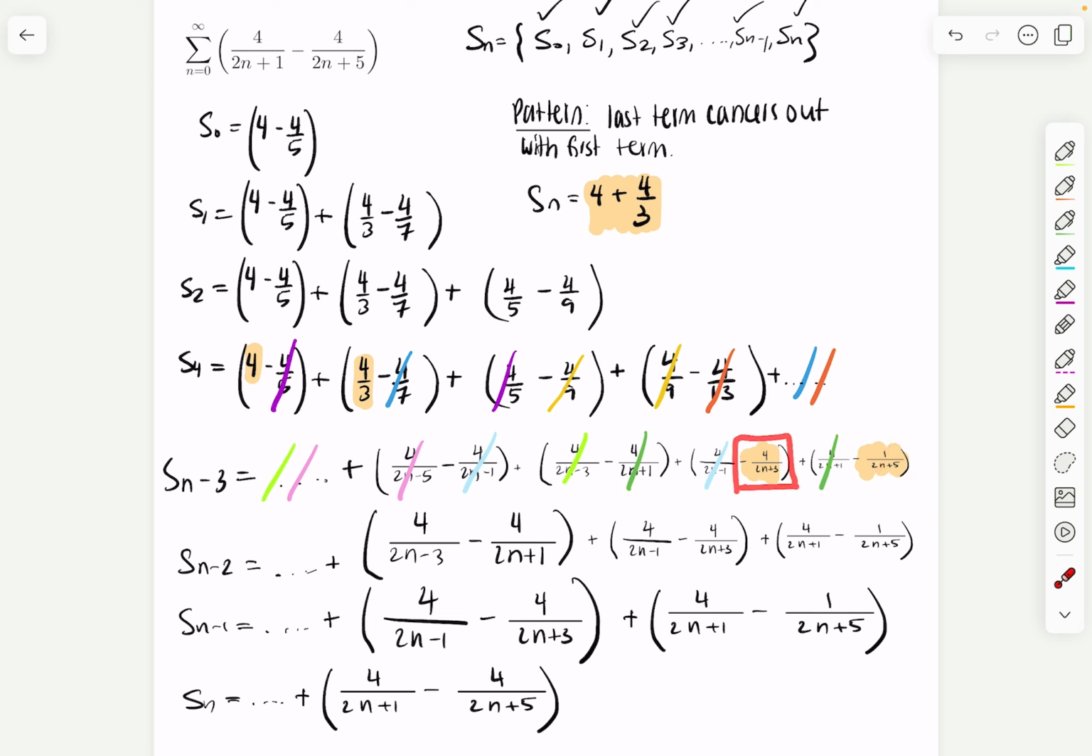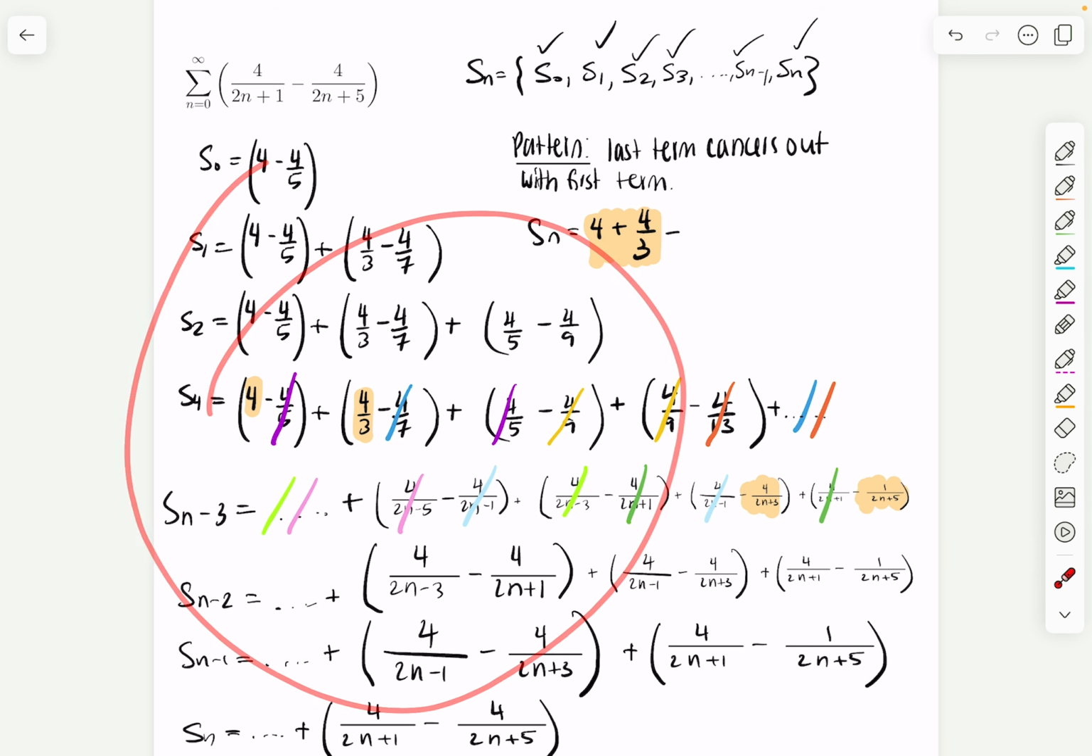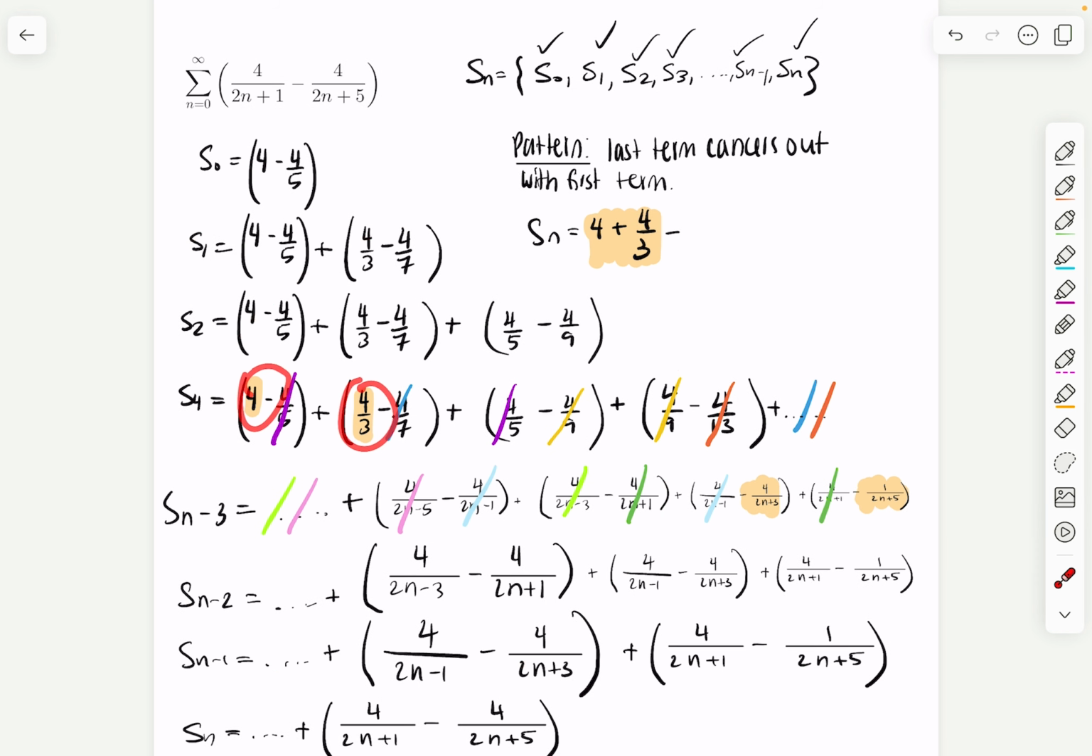Similarly, this is the last term, and so the rule is that a last term cancels out with a first term, and the only other first term that we have after that cancels out already with another last term, so it's taken up. There's nothing that will cancel out this one, and so we're left with this one as well. So our S of n, this whole thing can just be simplified to 4 plus 4 over 3 minus this, because these are the only things that don't ever cancel out.